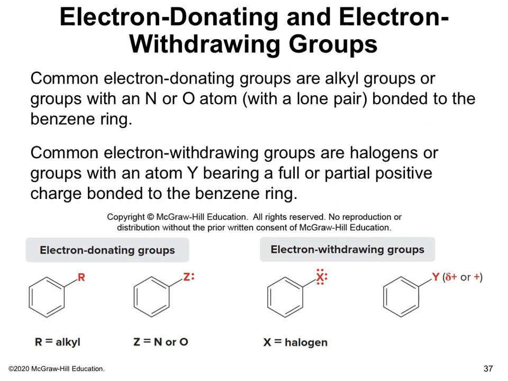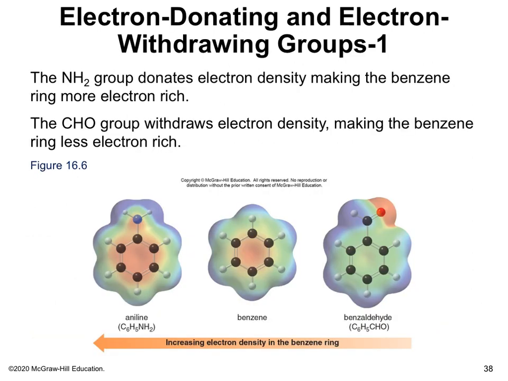So if you have halogens, they're weird because they're electron withdrawing groups, but they have lone pairs. And so what you're going to find out is that they're slower than benzene, but because they have a lone pair, they are ortho-para directors. And this is kind of just showing you the electron density maps.